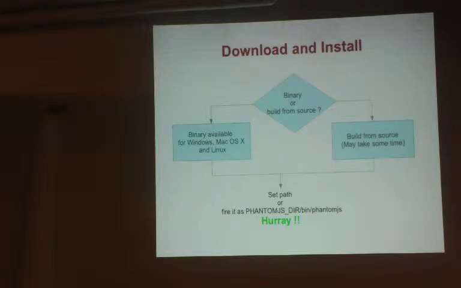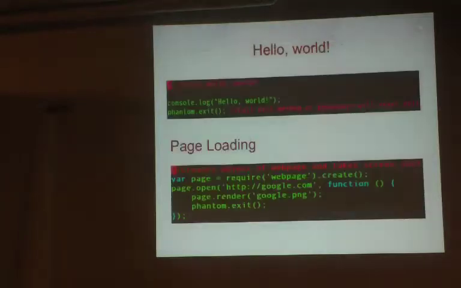For download and install, there are two options. One is that the binary is already available for different operating systems like Windows, Mac OS, and Linux. As soon as you have the binary, you can set the path if you want, or otherwise you are ready to go with Phantomjs. The other alternative is to build it from source, but since the source has the WebKit module, which takes quite some time to compile, the website says it takes at least 30 minutes. So building it from source can take some time.